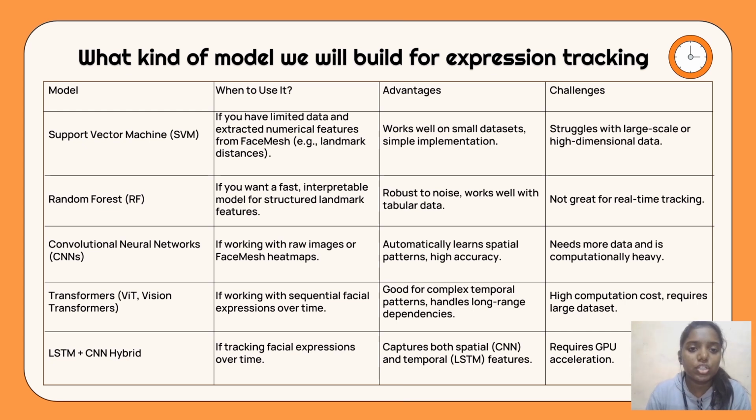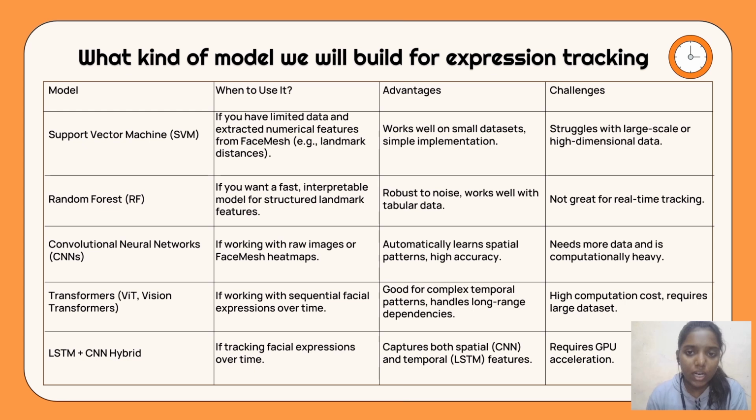SVM, Support Vector Machine. We can use this model if we have limited data and extracted numerical features from face mesh. We can use Random Forest if we want a fast, interpretable model for structured landmark features. If working with raw images or face mesh heat maps, we can go with convolutional neural networks. And if we are working with sequential facial expressions over time, we can use transformers. We can use an LSTM plus CNN hybrid if we are tracking facial expressions over time.